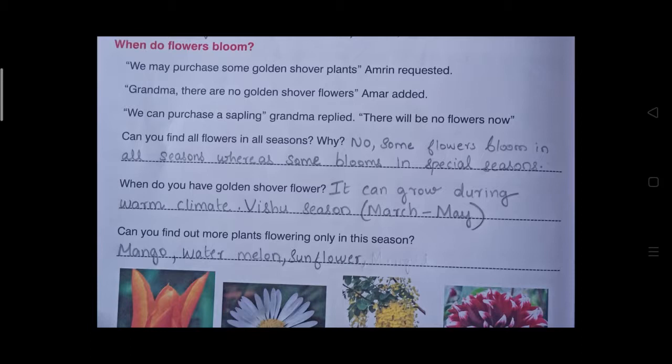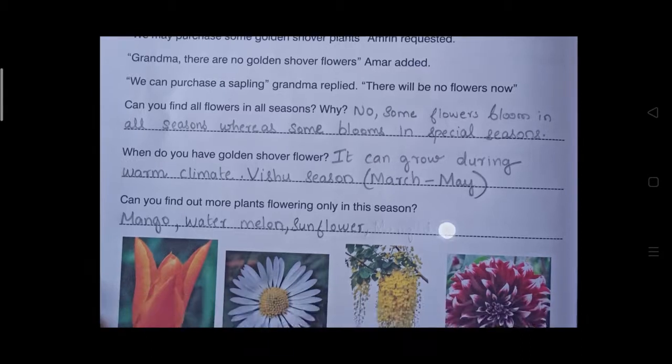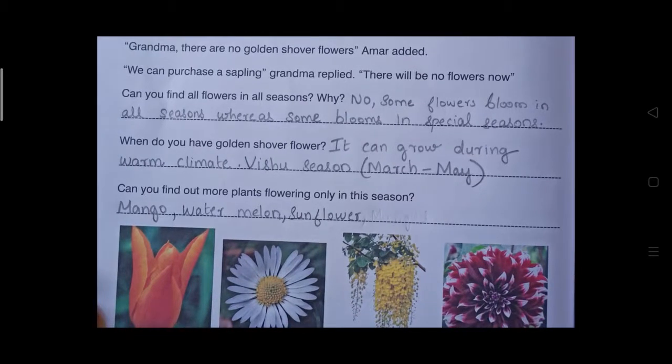Some flowers bloom in all seasons, like hibiscus, rose and bougainvillea. These we can see in every season. But some other flowers bloom only in a special season, like golden shower. Only during the Vishu season can we see that type of flower, and sunflower will also be seen only in its season. So the next question: when do you have golden shower flowers? It can grow during the warm climate, that means near the Vishu season, March to May.